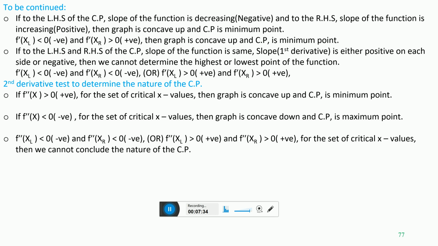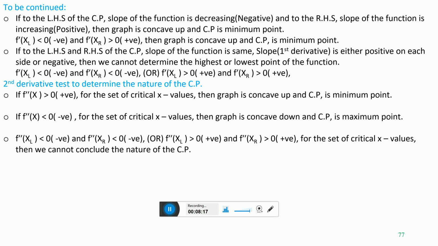Simply, we will check the slope of the function to the left hand side of the critical point and to the right hand side of the critical point. If the slope, or sign of the first derivative, is the same on both sides, we cannot say that this is the highest or lowest point. We cannot identify the nature of the point when the slopes on each side of the critical point are the same.